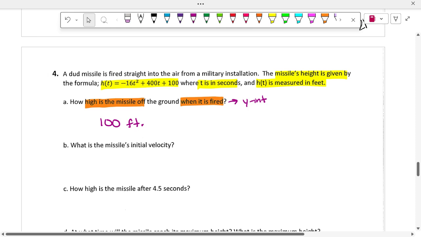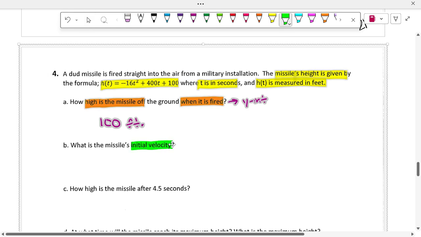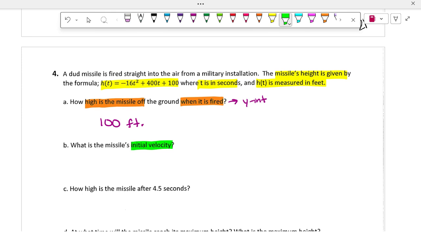What was the missile's initial velocity? This one you have to get from the equation. So what value of the equation did I tell you represents velocity? The b value. So what would it be? 400 feet per second. Good. Yeah, that's fine.